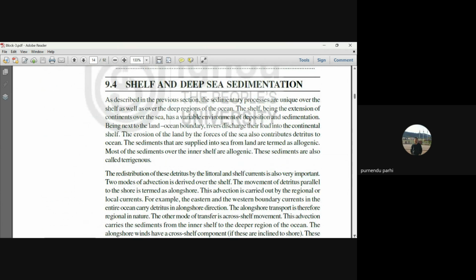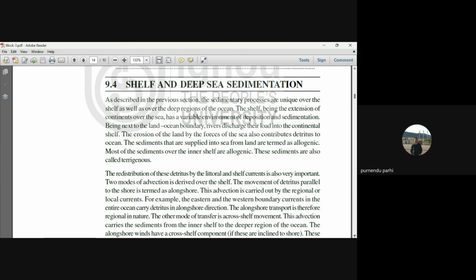Shelf and deep sea sedimentation. As described in the previous section, the sedimentary processes are unique over the shelf as well as over the deep region of the ocean. The shelf, being the extension of the continent over the sea, has a variable environment of deposition and sedimentation. Being next to the land-ocean boundary, rivers discharge their load into the continental shelf.